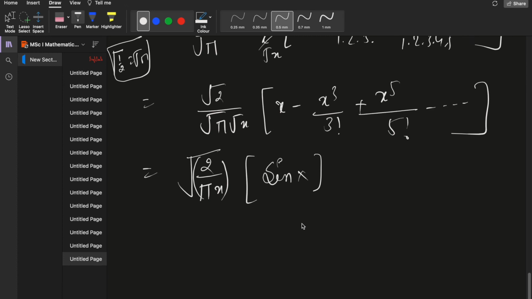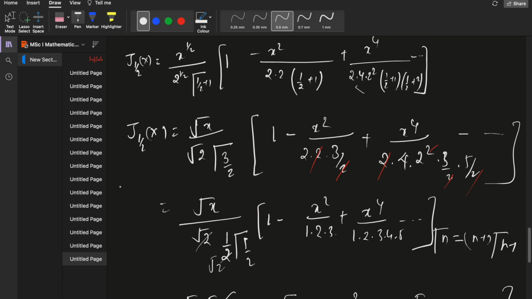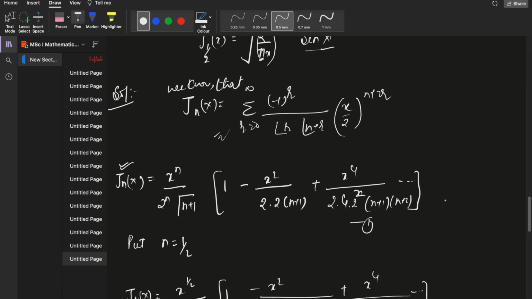Alright, if we don't remember, sin x can be written as x minus x cube upon 3 factorial plus x to the power 5 upon 5 factorial, minus and so on. So this is J half x, and this is what we had to prove. You just need to remember this series form, and then you can calculate easily. Thank you.